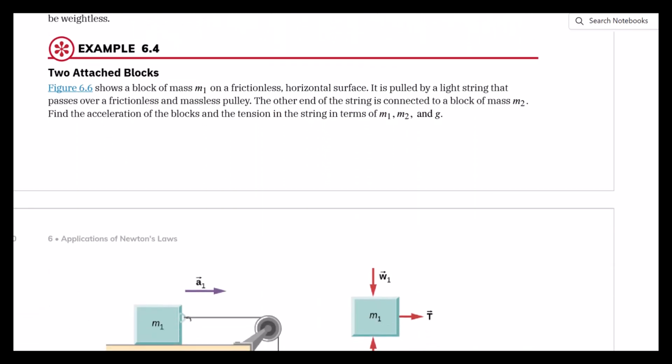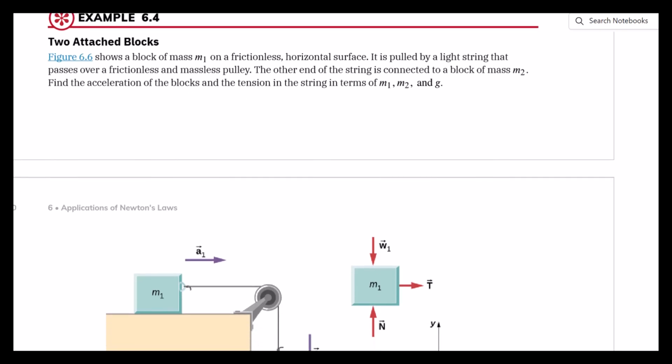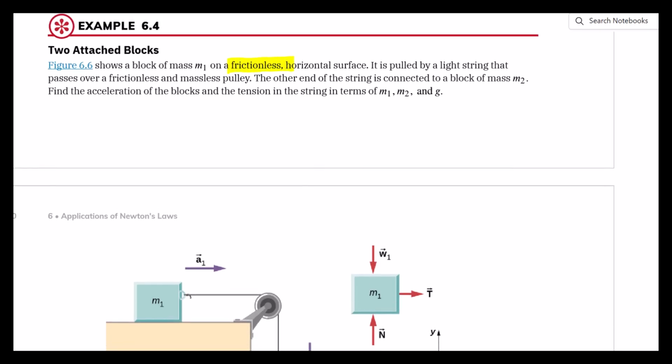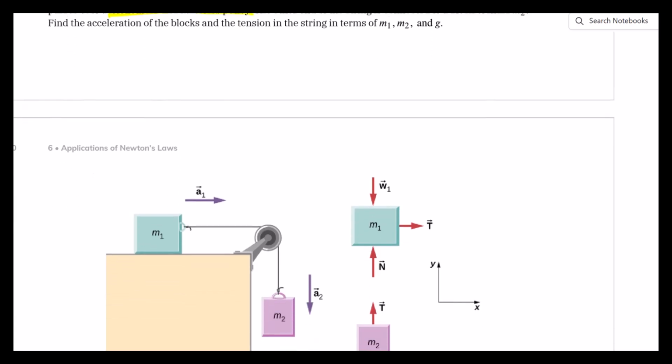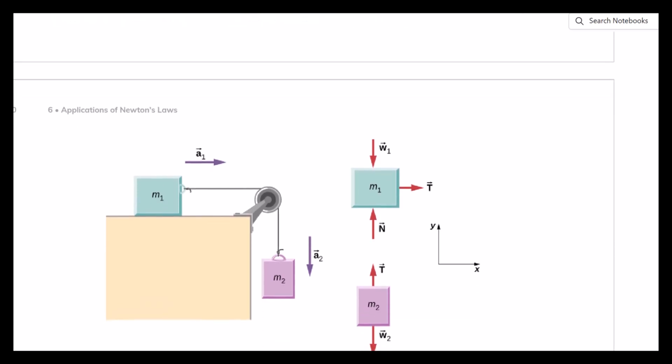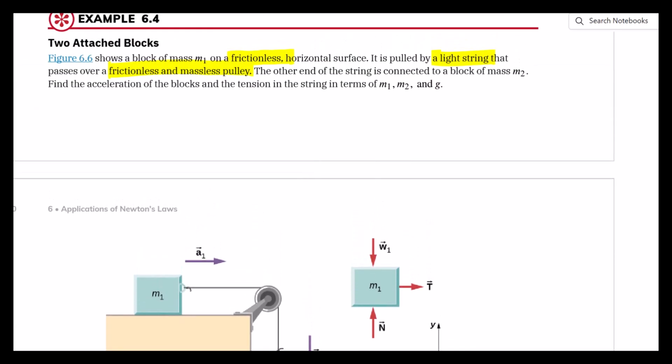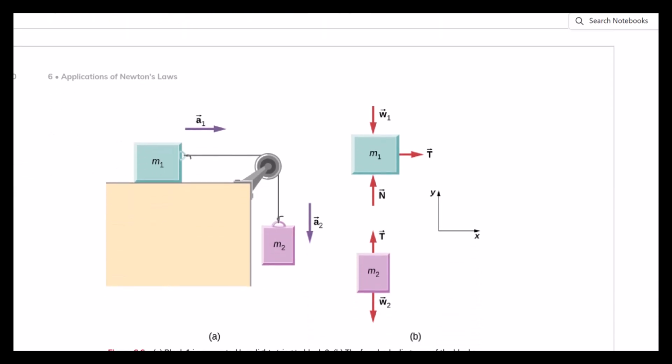Okay, two attached blocks. We'll go ahead and do this one too. Frictionless horizontal surface pulled by a light string, so a massless string, and a frictionless massless pulley, so we've assumed the cow is spherical. Find the acceleration of the blocks and the tension in terms of M1, M2, and g. Okay. It's telling me which direction it's going, which is helpful, because if it didn't, well, since it's frictionless, that's how it has to go.